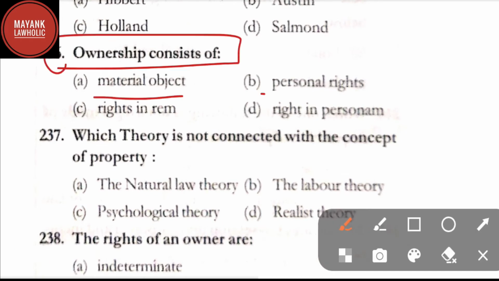Question number 236. Ownership consists of option A, material object, option B, personal rights, option C, right in rem, and option D, right in personam. Here the correct answer will be option C, that is right in rem.